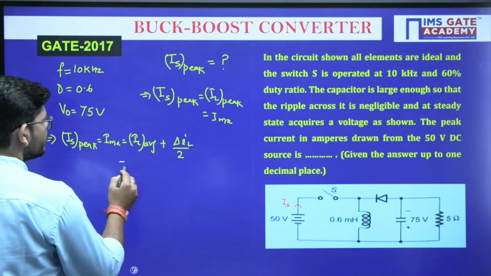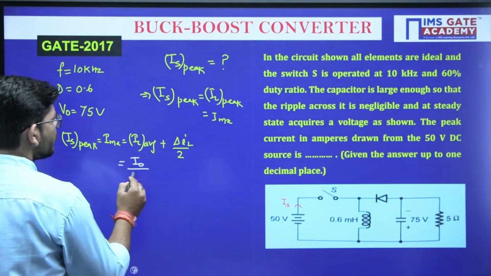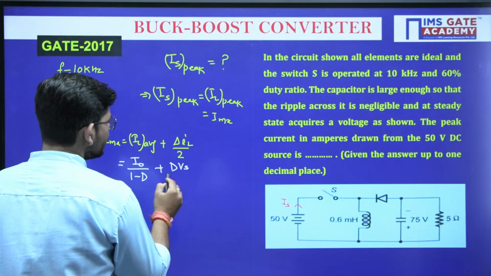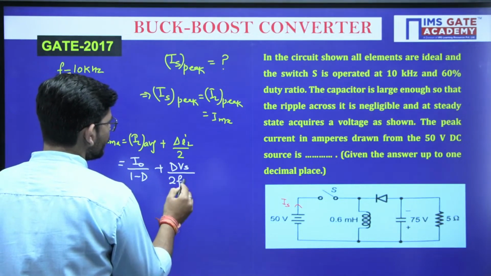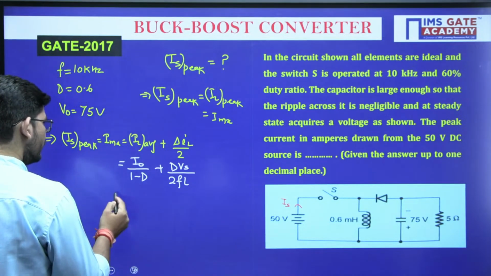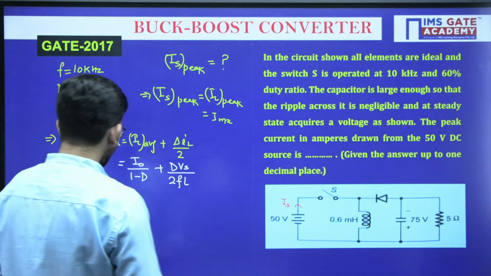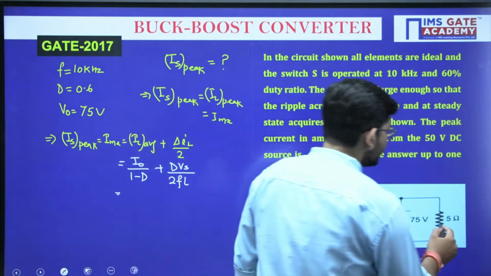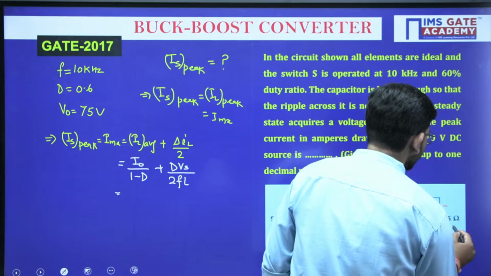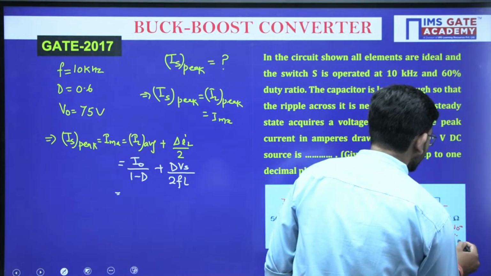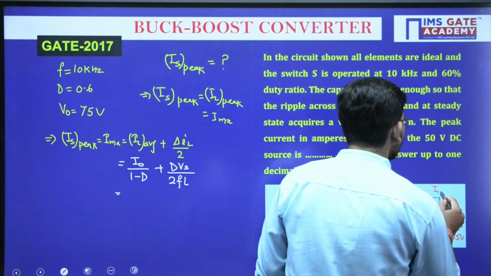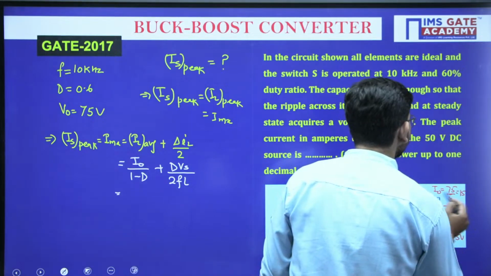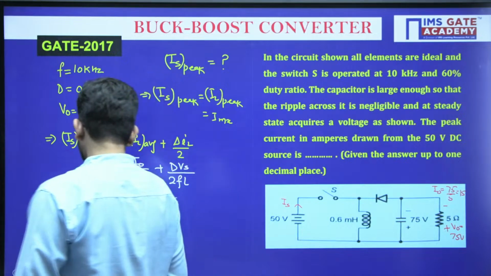Now put the values here. This will be I naught upon 1 minus D, and this will be D Vs upon 2 F into L. All the data is given to us. Just put the values. If I have to calculate I naught, how can I calculate it? Just see here, the output voltage that we will be having here is 75 volt. So what will be I naught? I naught will be 75 divided by 5, that is 15 ampere.